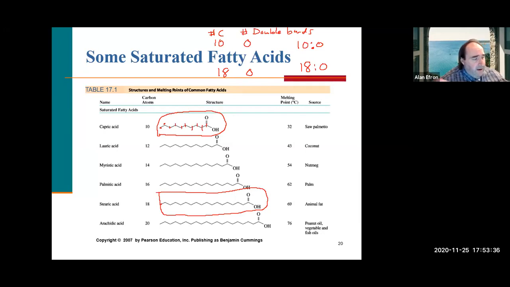So that's a very common way that fatty acids are referred to: number of carbons, number of double bonds. If I had an 18:1 fatty acid, that would mean I have 18 carbons and one of those is a double bond. So that's a very common way fatty acids are referred to.